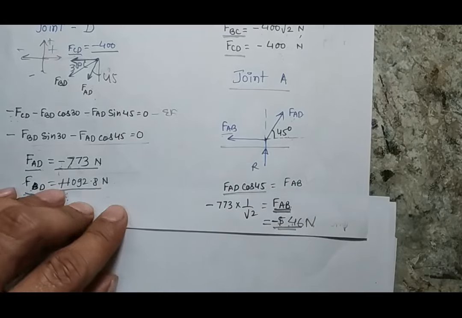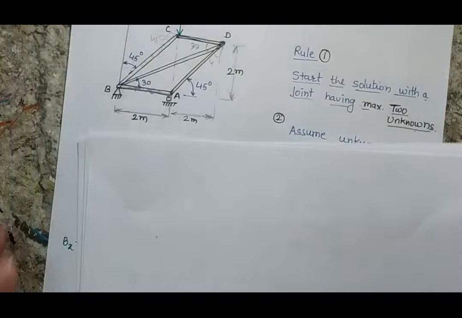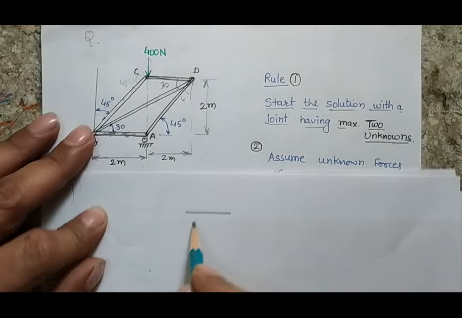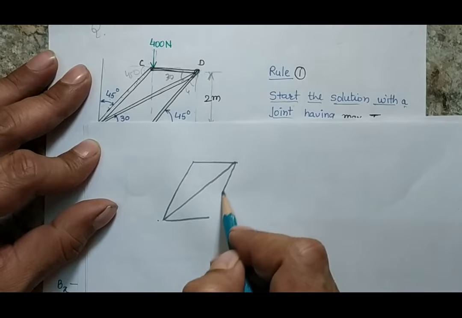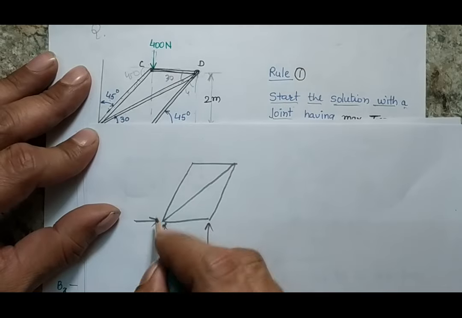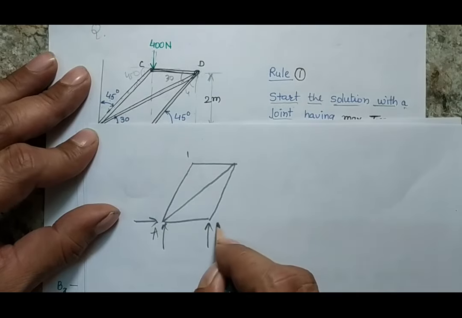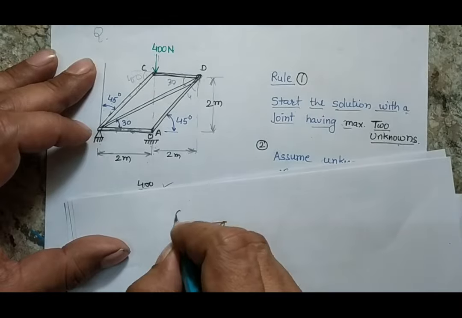So once I have calculated all the forces, I can show all the forces on my original truss. So suppose this is my original truss. Again I am going to make my truss in this way, and I know that there will be two reactions which are known to me. This is one reaction, and now let's start showing all the forces. This is A, this is B, this is C, and this is D.